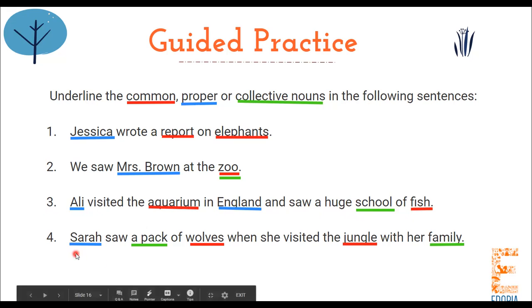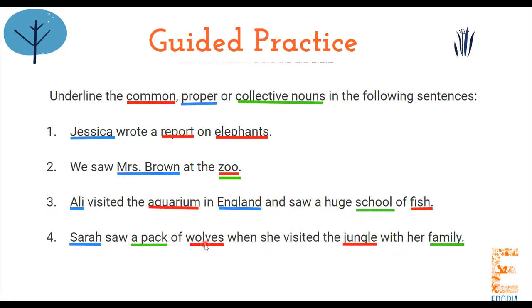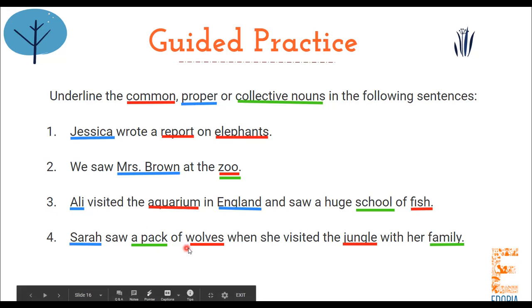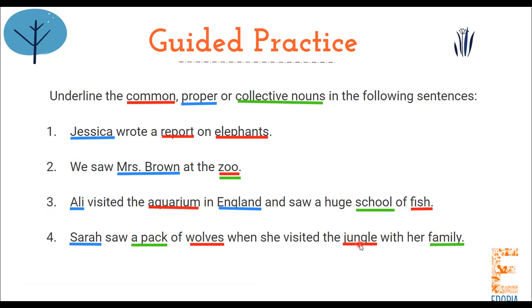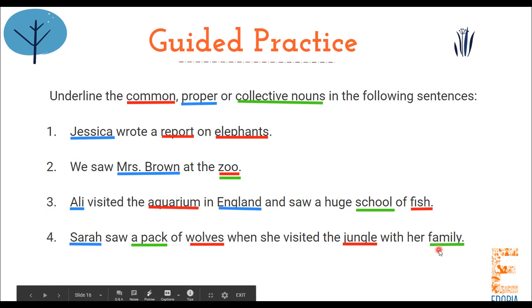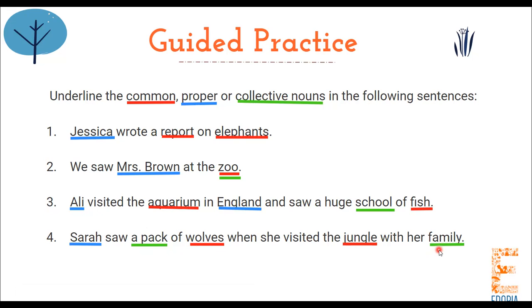Now in the last sentence, Sarah saw a pack of wolves when she visited the jungle with her family. Now Sarah is the name of a person, so a proper noun. Pack. When wolves travel in the form of a group, they are called a pack. So that's why pack is a collective noun. Wolves is a common noun. And then jungle is also a common noun because it's also the name of a place. And finally, family is a collective noun because family is not composed of one person. A family includes your mother, your father, you yourself, and maybe your siblings. So a family is again a collective noun.